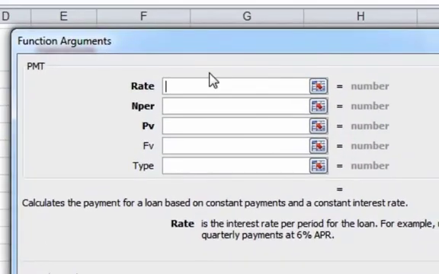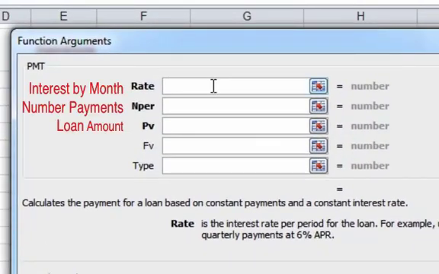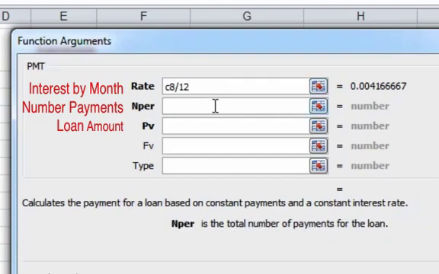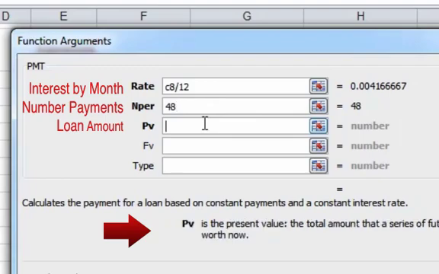Now I have these on the sheet. My rate that's showing on the sheet is going to be cell C8 divided by 12. What that's doing is taking my interest rate and dividing it over 12 months. For the Nper, that's the length of the loan in months, so that's 48. And for the PV, that's the loan amount, and that's C10. So I'll put in C10.